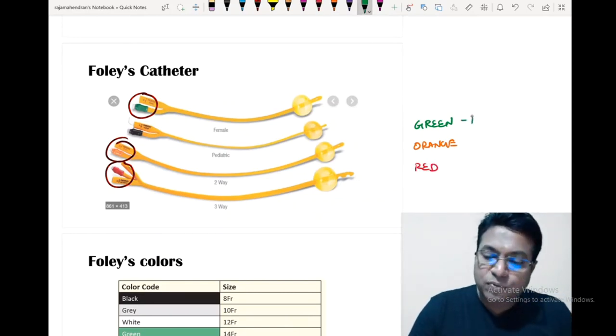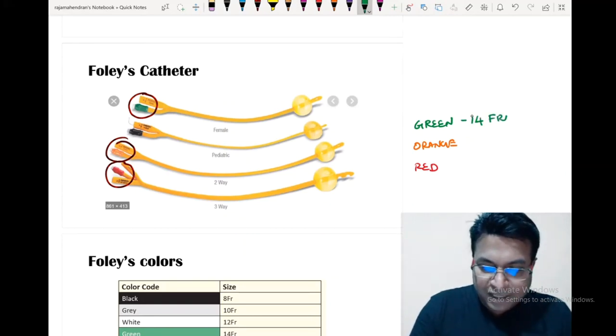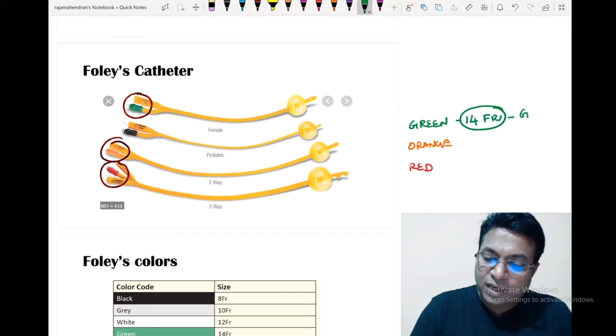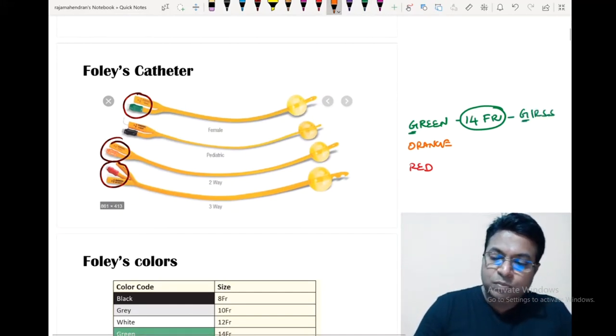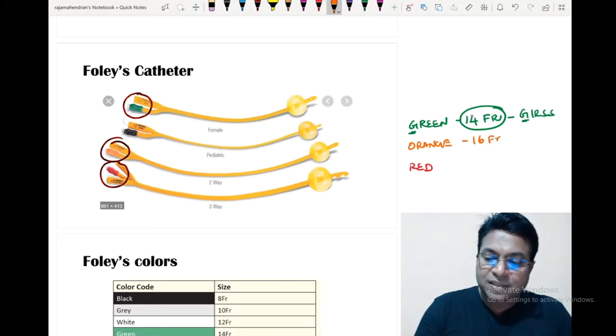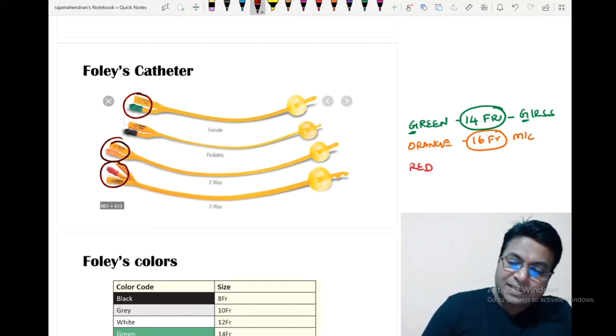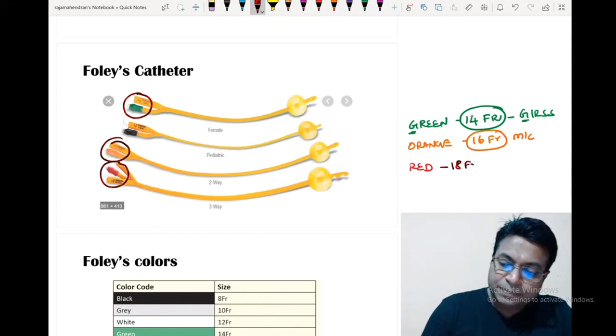So these 3 sizes I want you to remember for your exams. So green is 14 French. The size of the catheter is 14 French catheter, and green is used for girls. Remember G for G, girls. Orange is most commonly used. 16 French catheter is the most commonly used catheter. Most of you when you go to the hospital will see only an orange catheter, that is 16 French. Red is a big size catheter, 18 French.